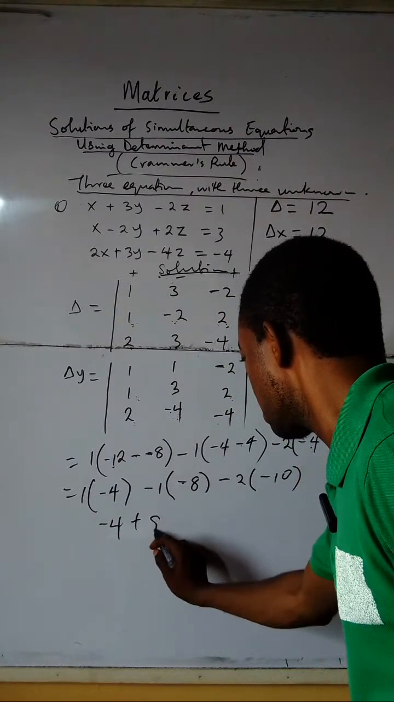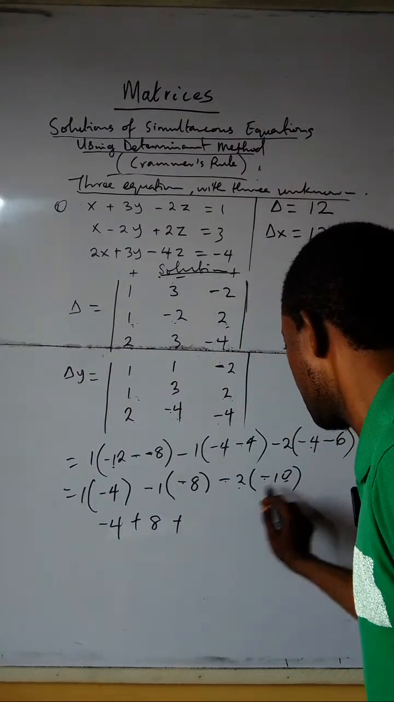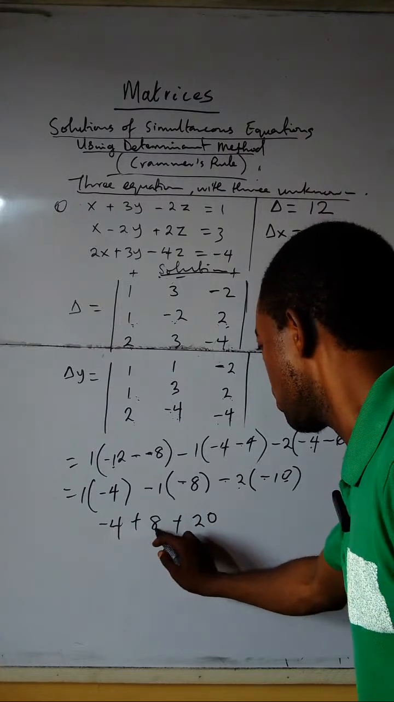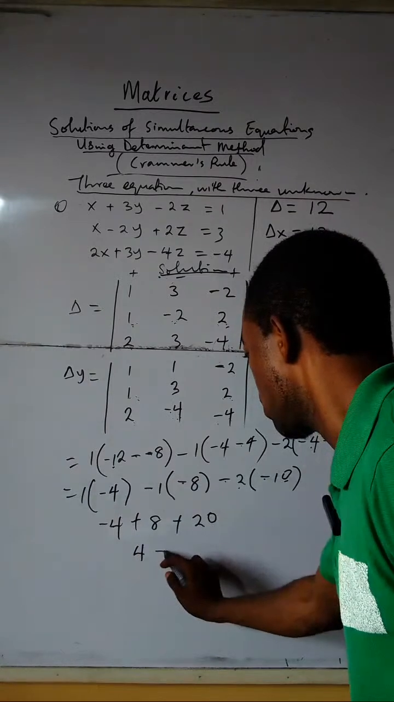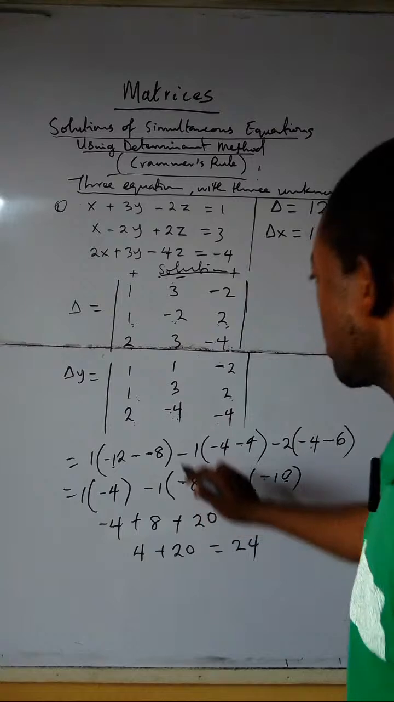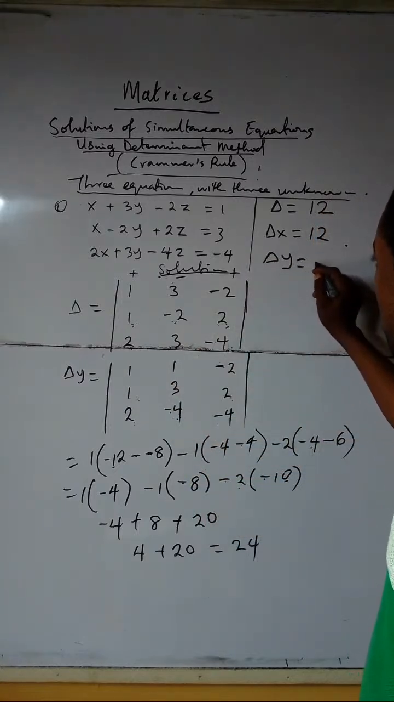1 times 8, that's 8. Then also minus times minus is plus, 2 times 10, that's 20. And when you look at this, minus 4 plus 8 is, of course, 4, plus 20. And this gives us 24. So the determinant with respect to y, let's keep it here as well, is 24.